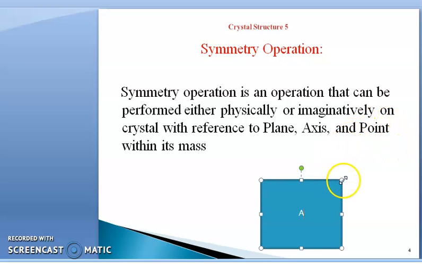Sometimes, if we use a diagonal, if we utilize a plane along this diagonal, then what happens? If we rotate again, what happens? All these things give the symmetry operations. Symmetry operations can be performed with the help of references: plane, axis and point within the mass of the structure, the crystal structure, the mass of the solid.